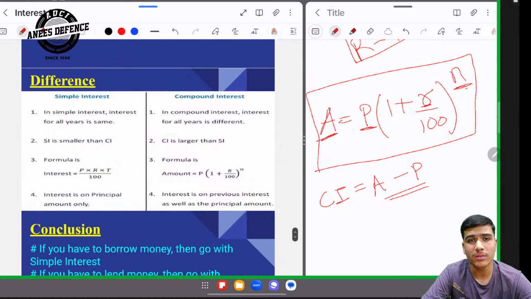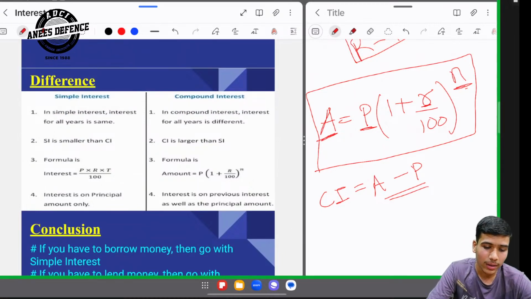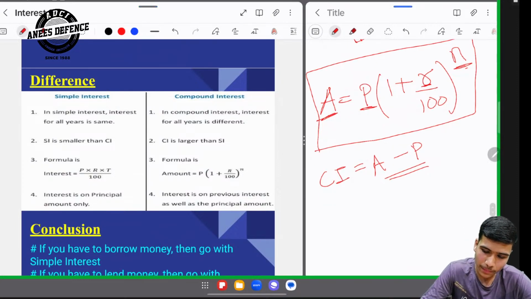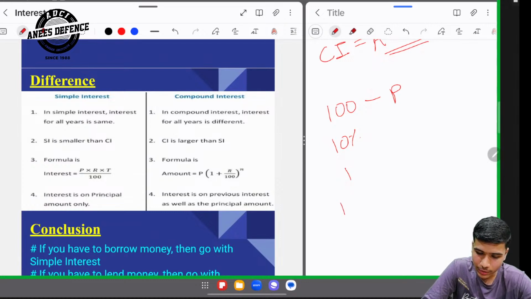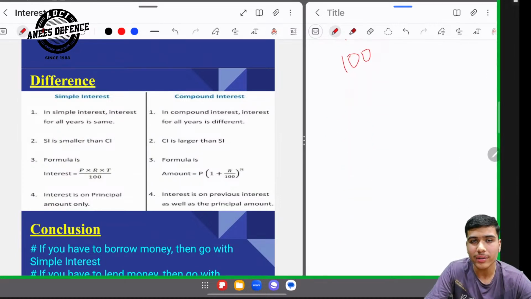So let us discuss differences between simple interest and compound interest. In simple interest, interest for all years is the same. So in simple interest, if a man takes 100 rupees as principal and he's paying 10% interest for 1 year, he has to pay 10 rupees as interest. And for the second year, he has to pay interest on 100 rupees only. But the case in compound interest is different.